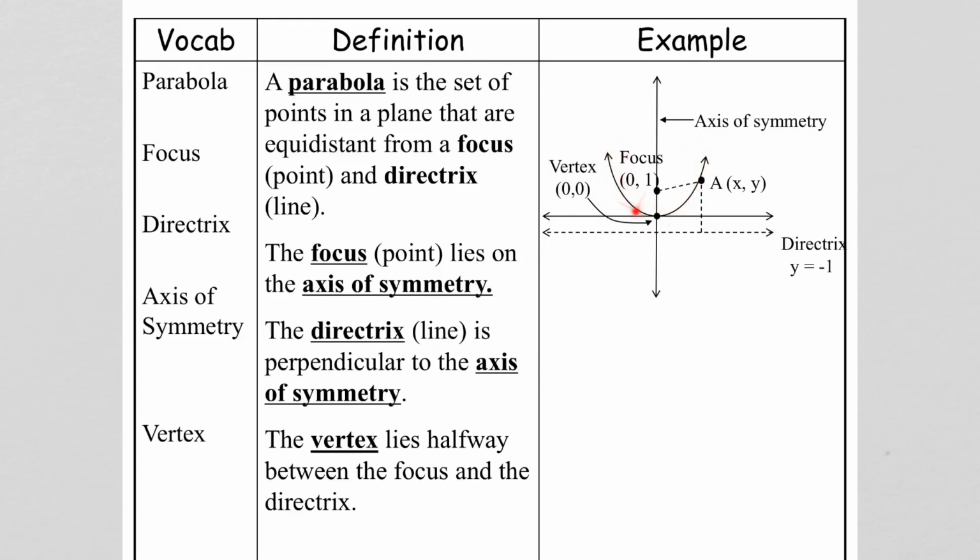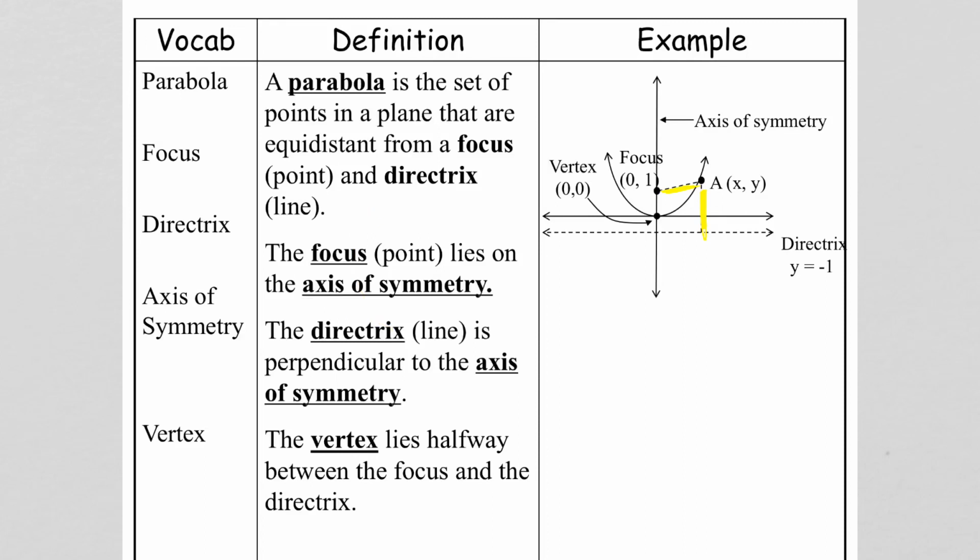You can travel up and down this parabola, but when you stop at point A, let's say, point A would have to be equal distance from the focus point inside the parabola, and from that point to the directrix line. Let me see if I can highlight that there so that those distances would be equal. This must be equal to this for point A to lie on that parabola.